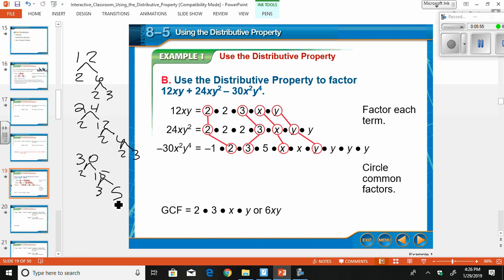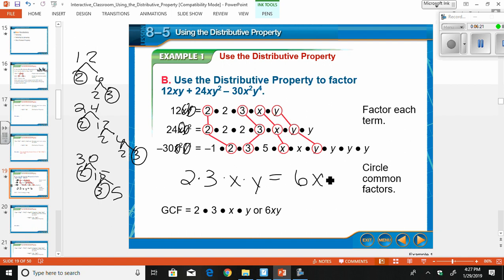And so you can say, well, what all do they have in common? I can circle a 2 in each one. I can circle a 3 in each one. But I can't circle any other numbers. So I have a 2 and a 3. Then I have to look at letters. I can circle an x in each one. I can circle a y in each one. So times x times y. So 6xy is what they have in common.